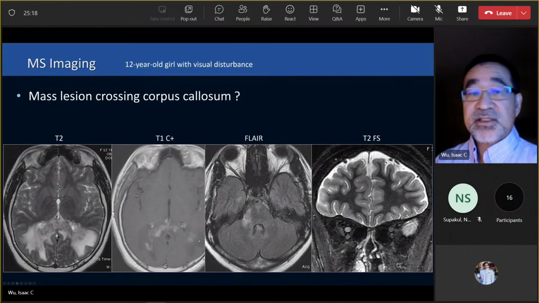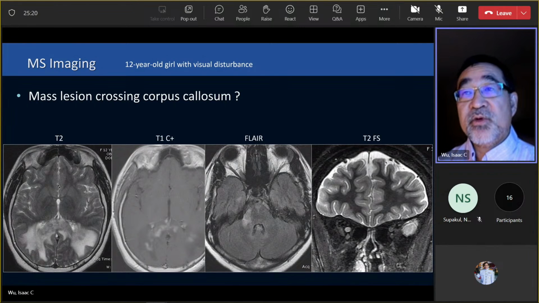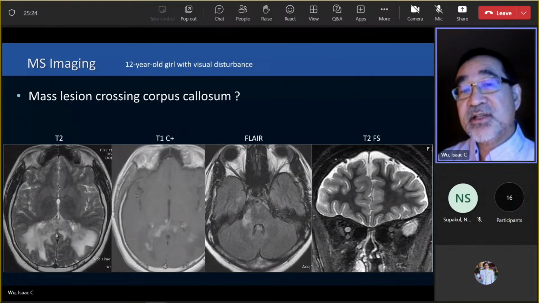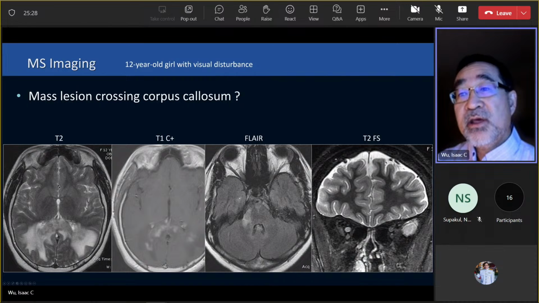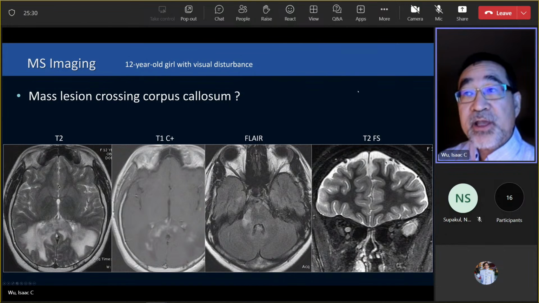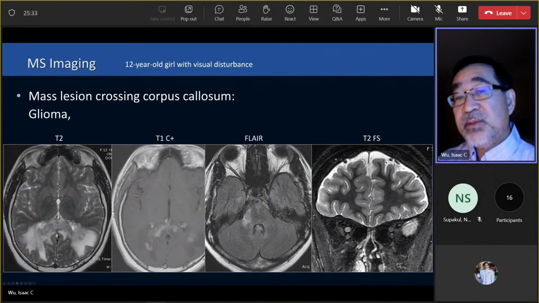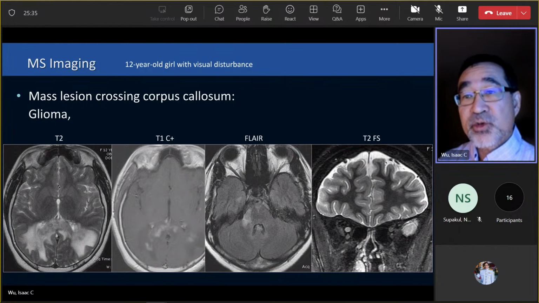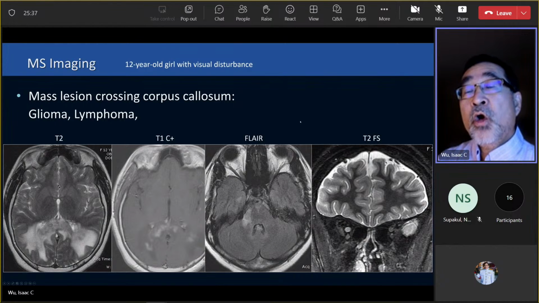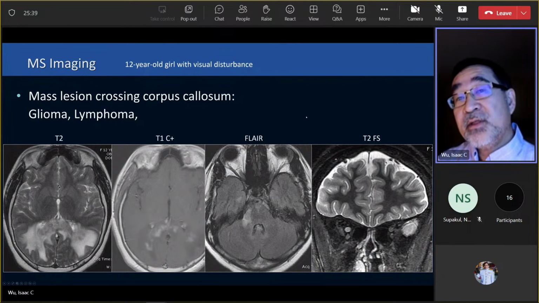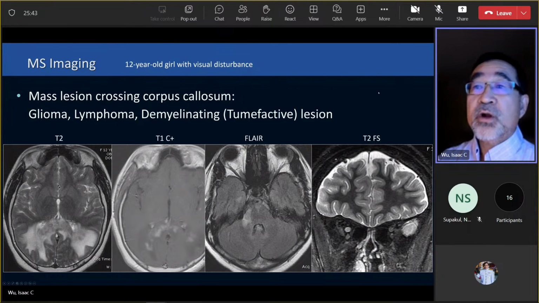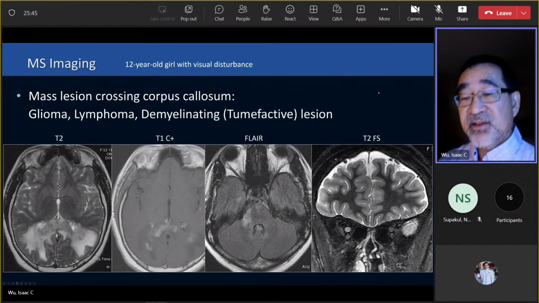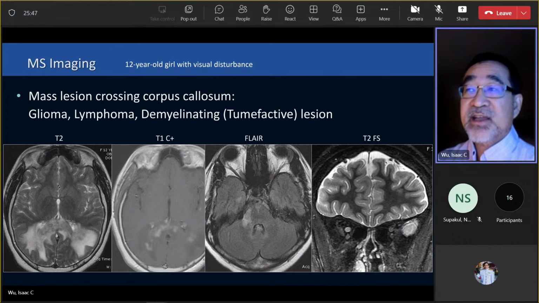So as a general differential diagnosis for radiology trainees, if I come across a mass lesion that expands and crosses the corpus callosum, there are 3 things that come to my mind right away. I think about some type of infiltrating glioma, GBM, high-grade glioma, or a CNS lymphoma. They also love to involve central structures, especially the corpus callosum. Or some type of demyelinating lesion, including tumefactive MS.